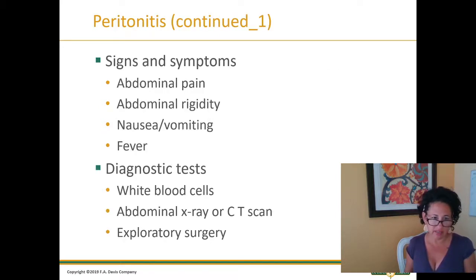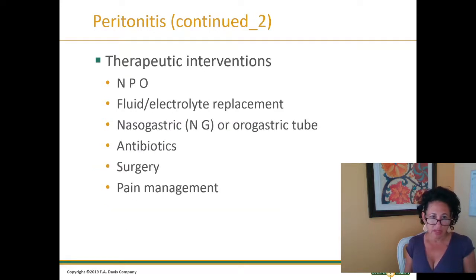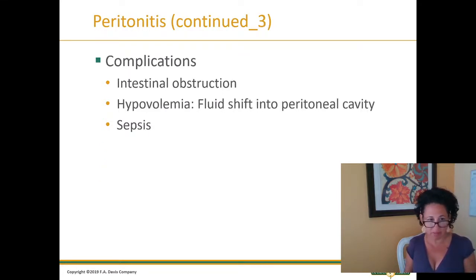Pancreatitis, diverticulitis, very painful. Signs and symptoms, abdominal pain, abdominal rigidity, nausea, vomiting, fever. It's infection. They can have fecal matter in there just loose, so obviously it's quite serious. You want to check white blood cell count, CT, MRIs. Exploratory surgery might be necessary. Okay, so we want to have NPO, fluid electrolyte replacement. Again, this is something very serious. Top of our list, antibiotics, pain management after surgery.